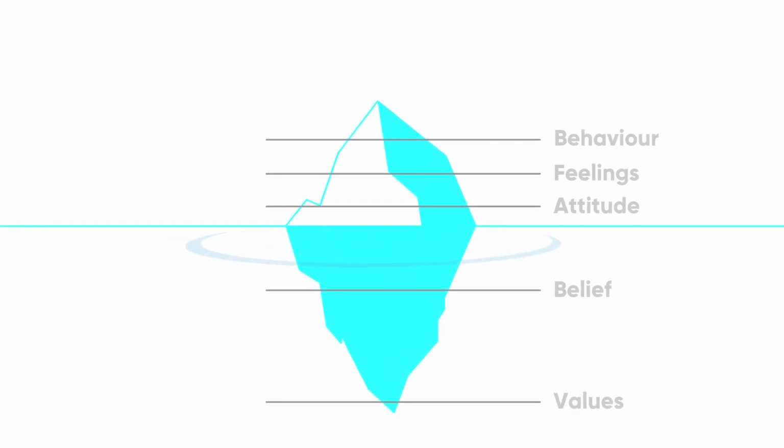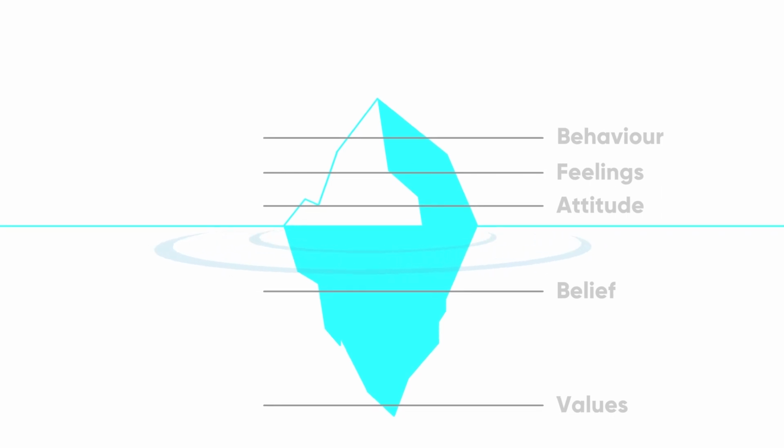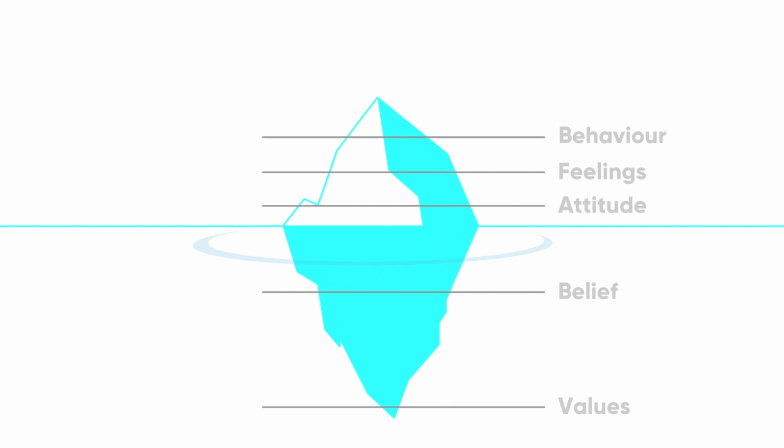Values are socially approved desires and goals that are ingrained in us by our parents, teachers, and sometimes the society that we live in. Values also guide individuals' behavior.